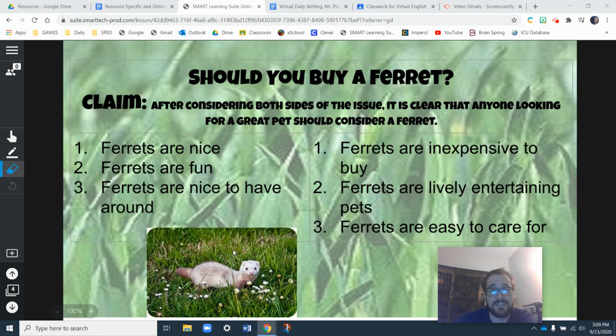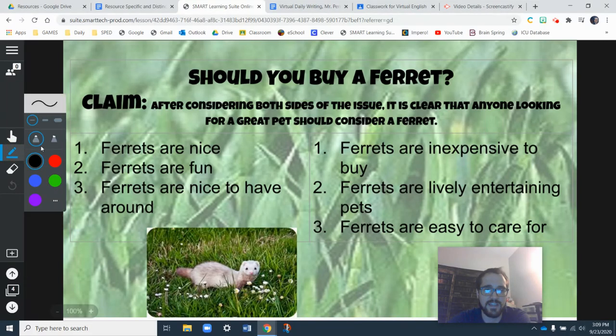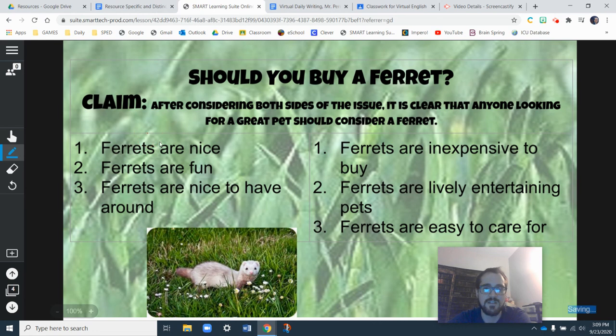But if you're going to make a claim that says that, yes, you should have a ferret as a pet, you better be able to back that up. Right? So these are some poor examples over here. These are poor reasons. Right? Let's do this. Ferrets are nice. Cool. What does that mean? If you told me that ferrets are nice, that doesn't convince me of anything. It's not even just your opinion. It's just not a very good reason.